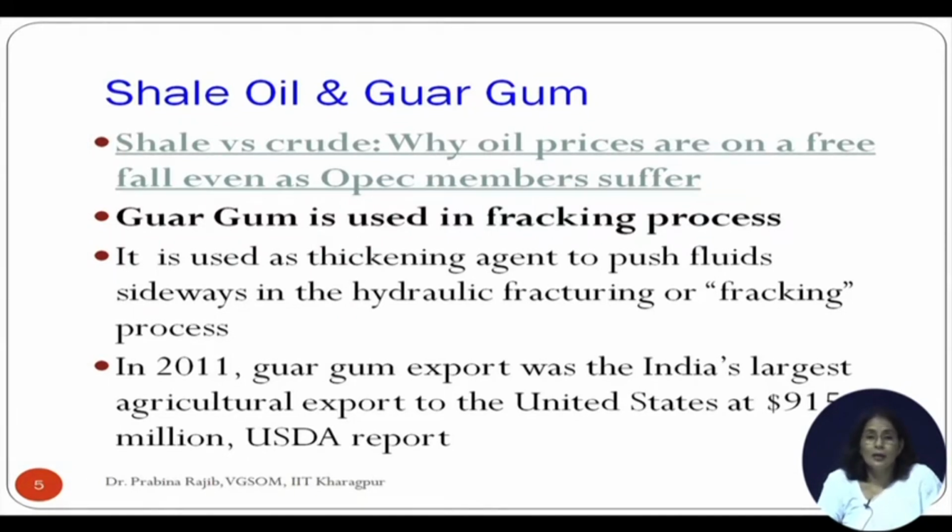Coinciding with the shale oil extraction boom in the USA, Indian guar farmers started exporting guar gum. And you will be surprised to know that in the year 2011, guar gum was India's largest agricultural export to the United States, valued at 915 million as per the US Department of Agriculture report.